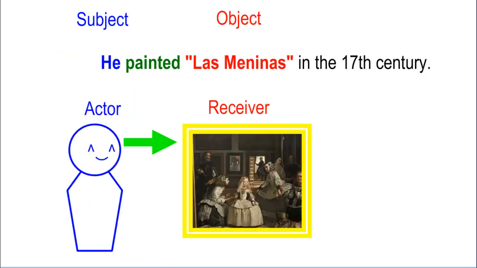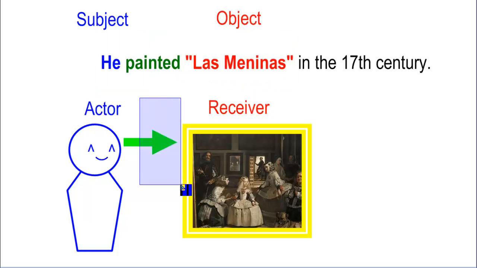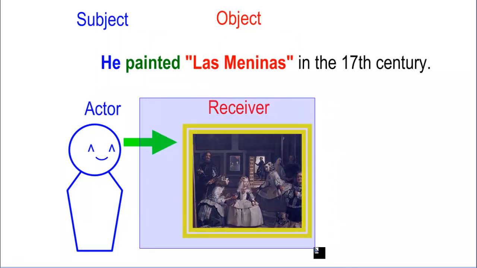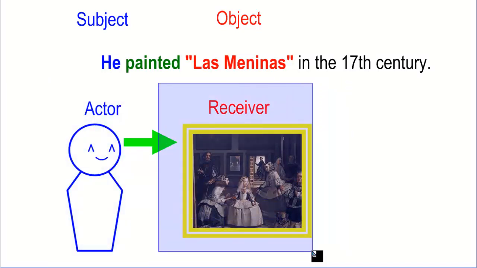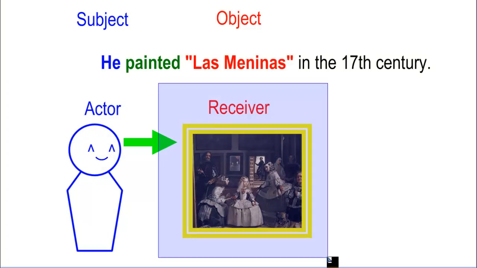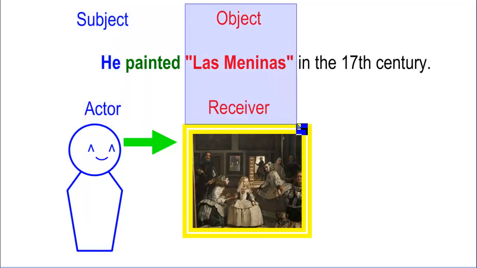But let's continue with this. So as you see in this case, he painted. In this case, Diego Velázquez is the actor and he is doing the action. He painted Las Meninas. And the action is received by the receiver. You see, the actor performs the action and the receiver receives the action. And in this case, we have that the actor is the subject and the receiver of the action is the object.